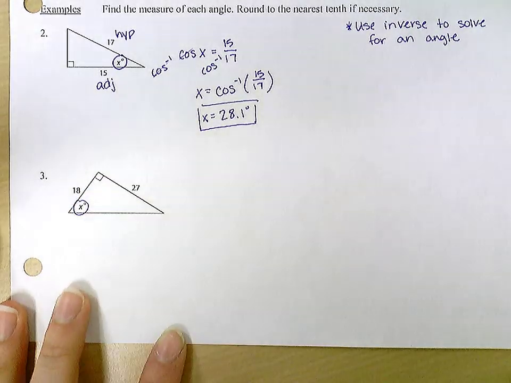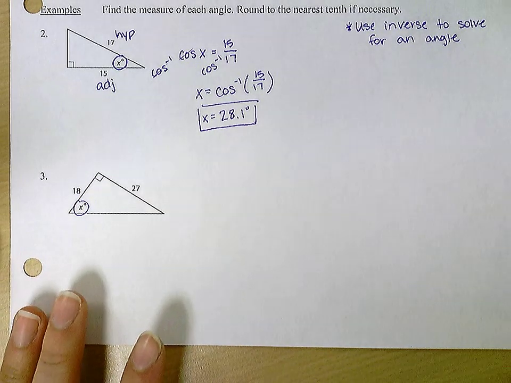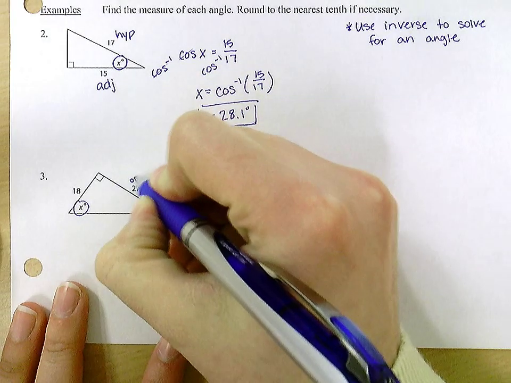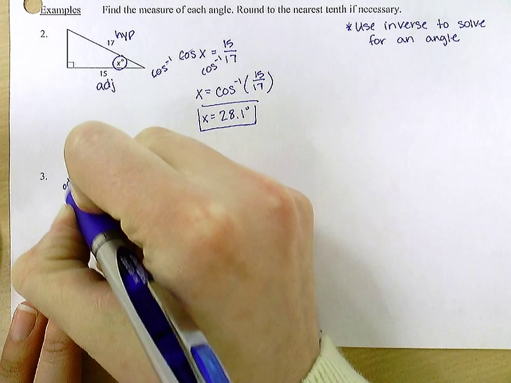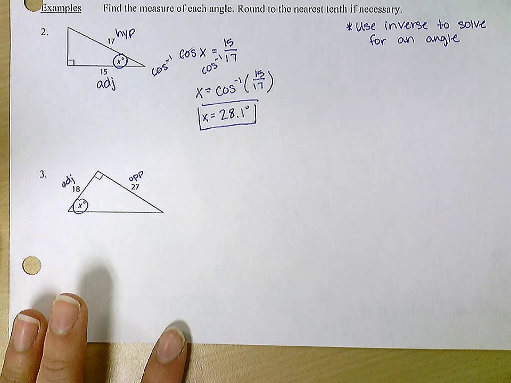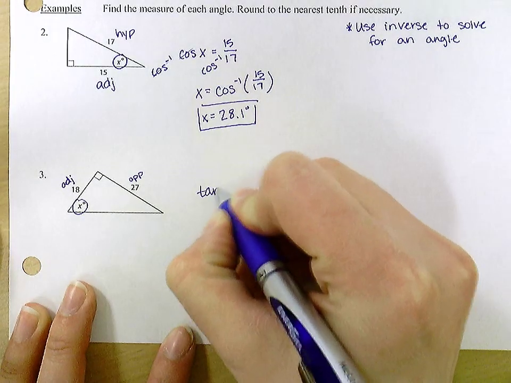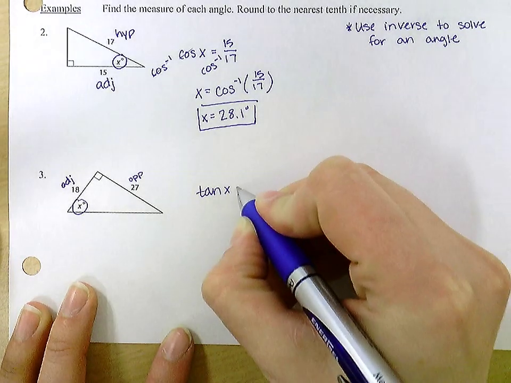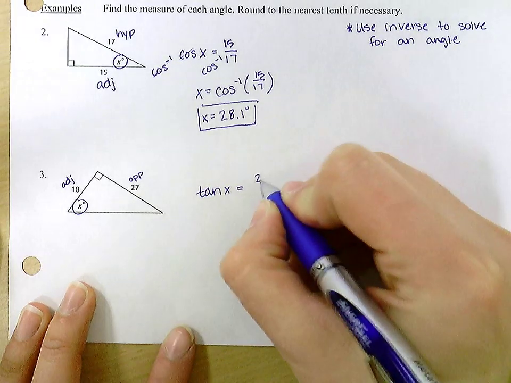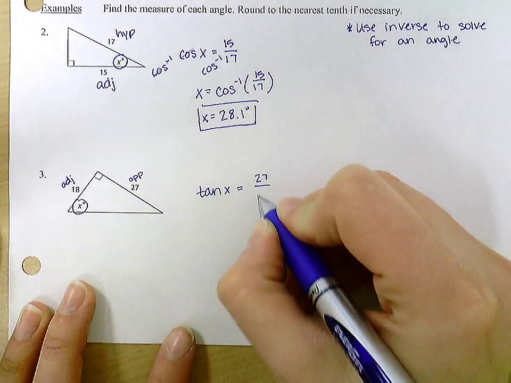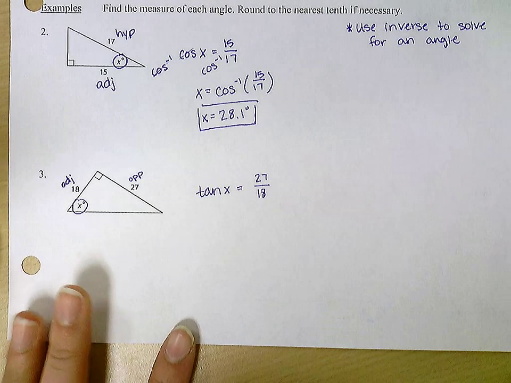All right, so going through number 3, we're going to go from x. Okay, we have the side opposite x and adjacent. Okay, so since I have opposite and adjacent, that's tangent. So we have tangent of our x value is equal to the opposite side, 27, over the adjacent side, 18.